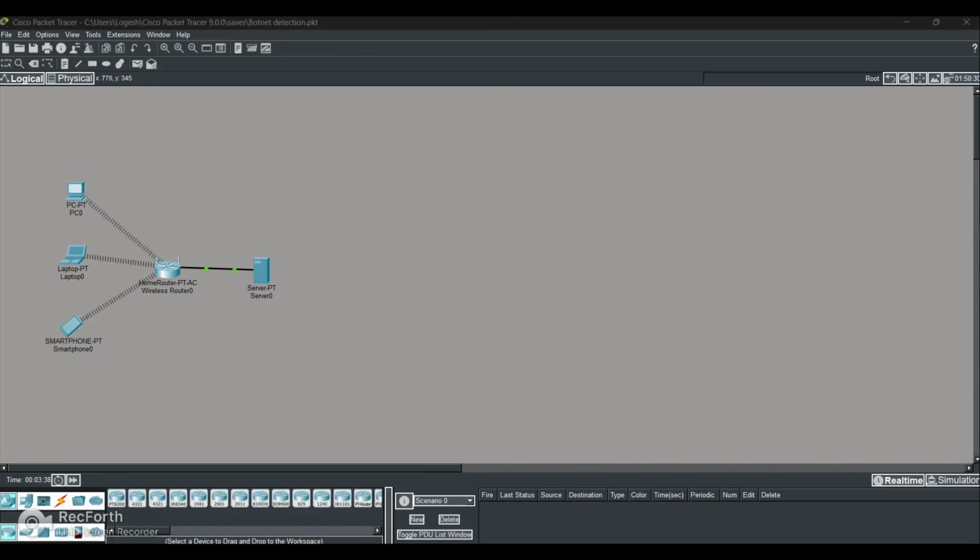On the right side, we have a server which represents our monitoring and detection system. In a real-world implementation, this will be our Raspberry Pi running the detection algorithm. In this simulation, all devices send their network traffic through the router to the server. The server continuously monitors this traffic, similar to how our real system captures packets using tools like tcpdump.